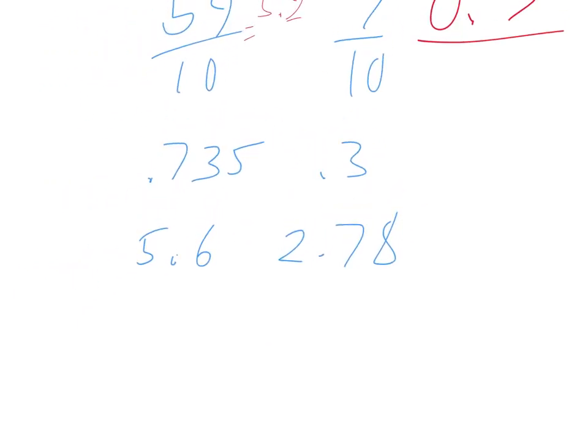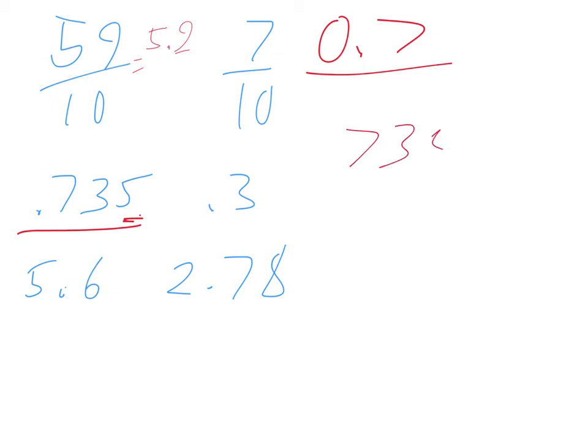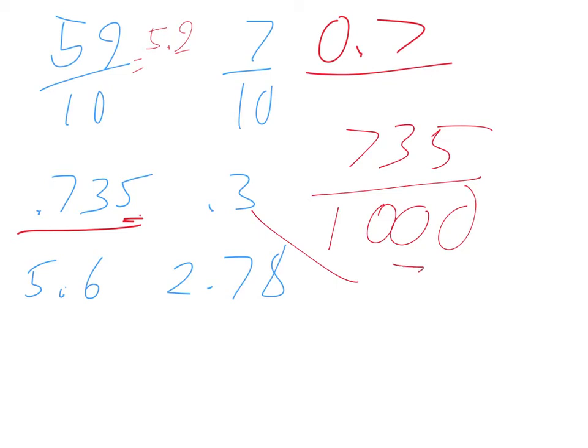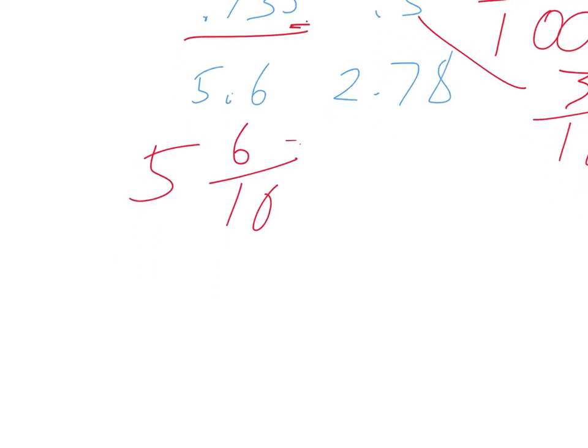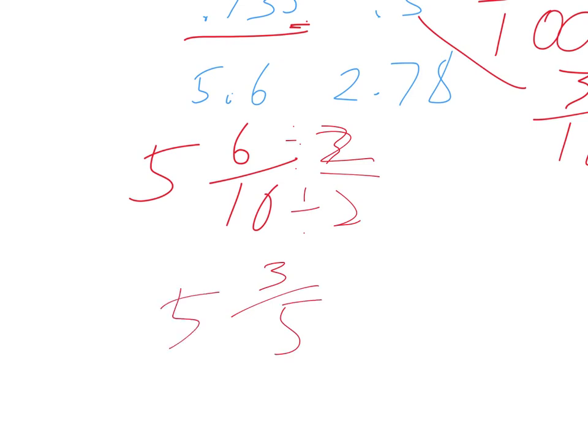Now let's go the other way. Pretty straightforward. 735, and this is in the thousandths, so you literally just write 735 over 1,000, 735 thousandths. 3/10. 3 over 10. 3 is in the tenths place. When you're dealing with mixed numbers like you have here, you have 5 and 6/10. You can, if you need to, simplify the 6/10, because you can divide 6 by 2 and 10 by 2, and that would be 3/5. So that would also equal 5 and 3/5.